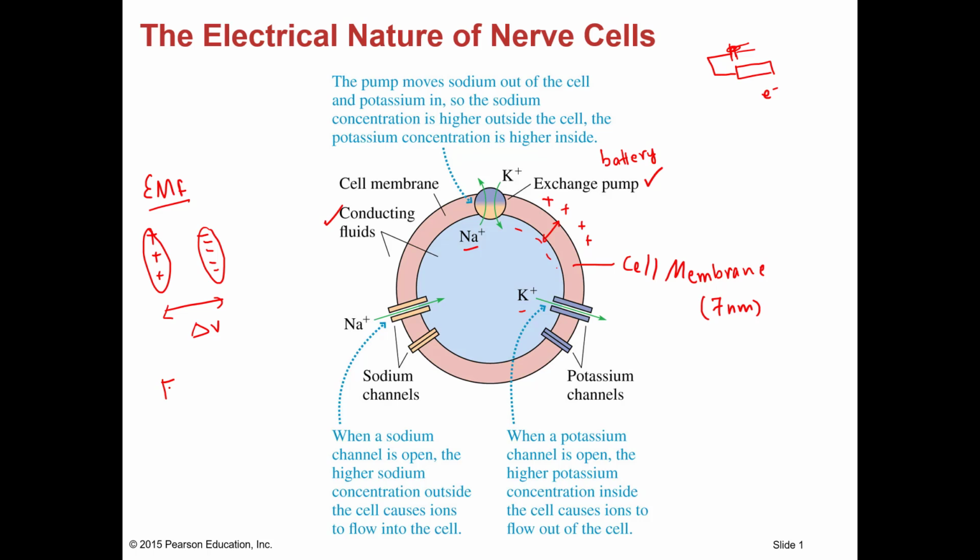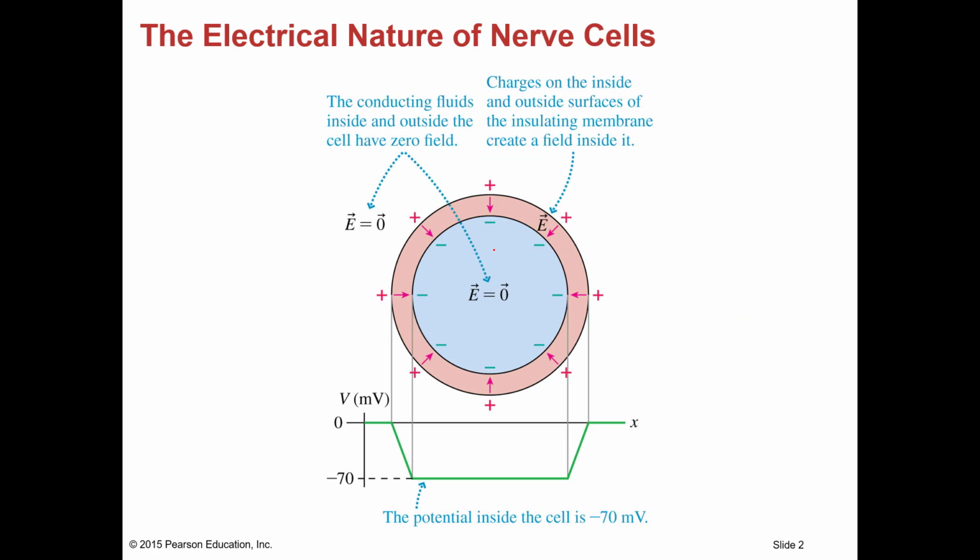And we know the formula for electric field in terms of potential difference, how they are related. So it's delta V over D. Okay. So if I want to find electric field, then I just divide delta V, potential difference, by D. I get the electric field. So there is electric field inside the cell membrane. Okay.